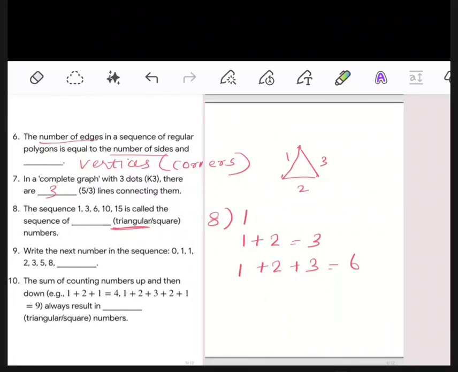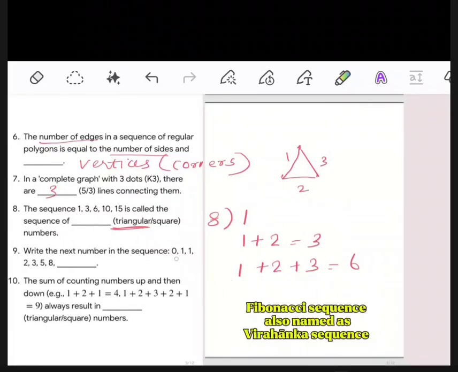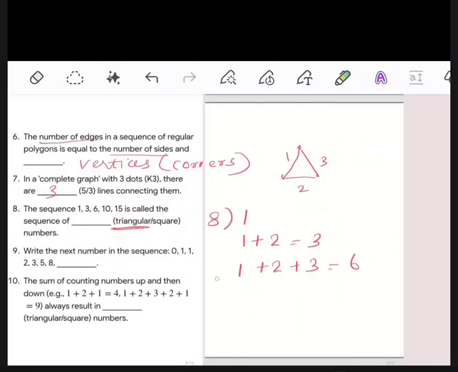Write the next number in the sequence 0, 1, 1, 2, 3, 5, 8. So this rule also explains the Fibonacci sequence that we discussed earlier. This is the Fibonacci sequence starting with 0. So 0 plus 1, the next number 1, 1 plus 1, the next number 2, 2 plus 3, next number 5, 5 plus 8, the next number. We have to find out the next number, following the Fibonacci sequence. That is 5 plus 8, that is 13. So the number coming after 8 is 13.